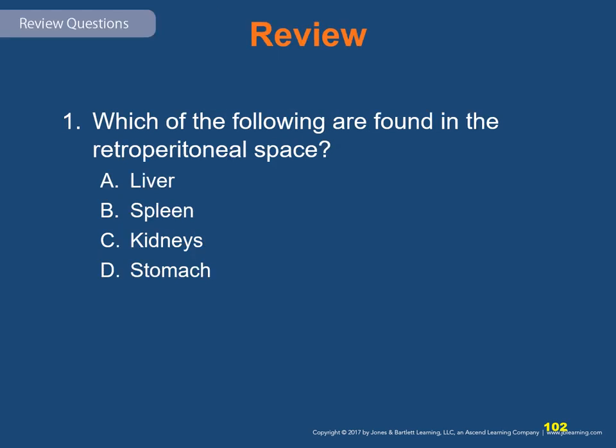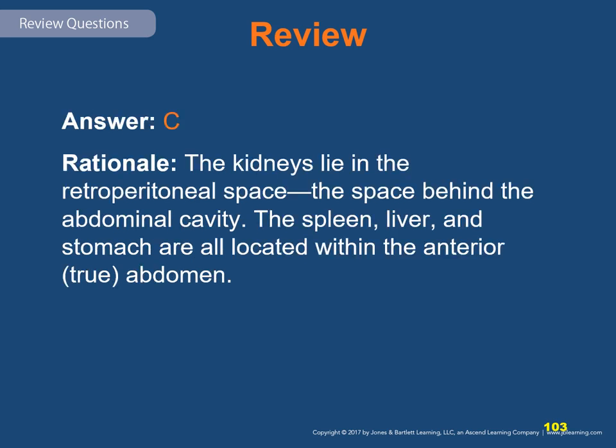Review question 1. Which of the following are found in the retroperitoneal space? We just went over this. So in the retroperitoneal space, do you find the liver, the spleen, the kidneys, or the stomach? The correct answer is C, the kidneys. The kidneys lie in the retroperitoneal space, which is the space behind the abdominal cavity, which is why they're not included if you find trouble in the abdomen. The spleen, liver, and stomach are all located in the anterior or true abdomen.